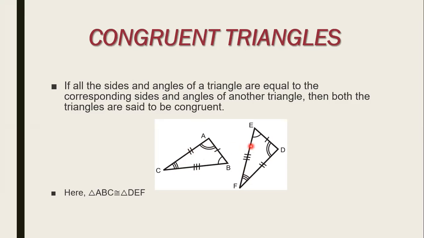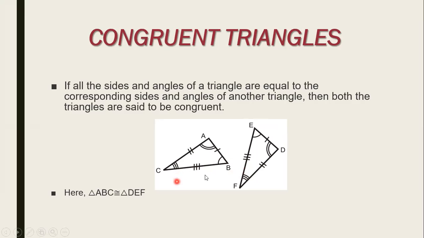Now you can see here two triangles. ABC is one triangle, DEF is another triangle. Now here, AC is how much length? It will be the same as DF also. Next, AB is how much? DE will also have the same measurement.